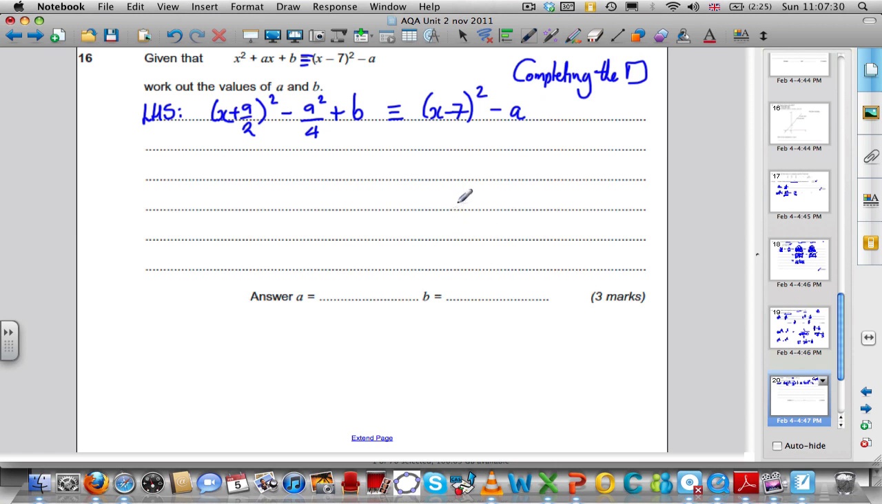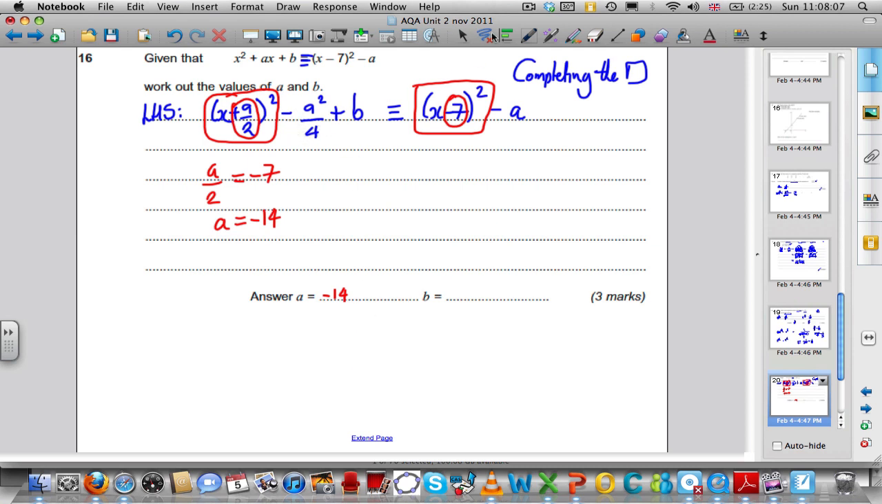Okay, let's see what we can do here. Well, because these two sides are equivalent, this x minus something squared must be the same as this x minus something squared. So we could say that therefore a over 2, this bit here, must equal this bit here. So a over 2 must equal minus 7, so a must equal minus 14. So we've got our a to be minus 14.